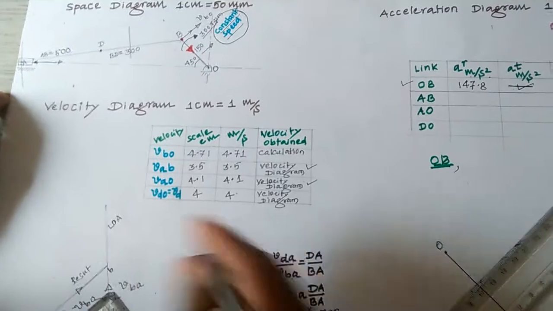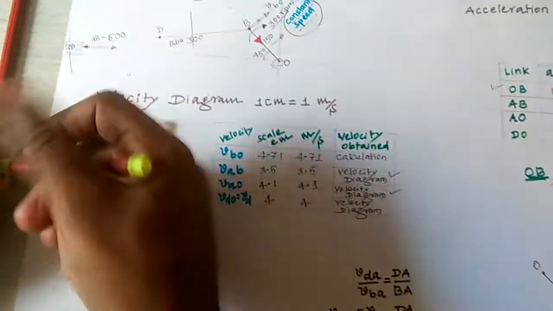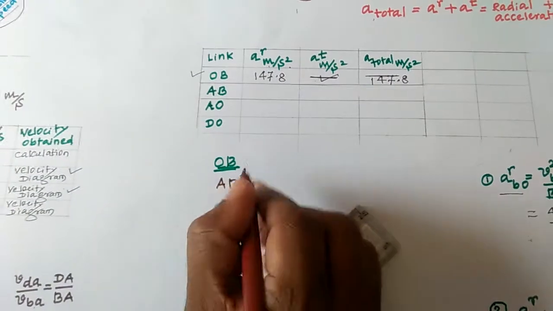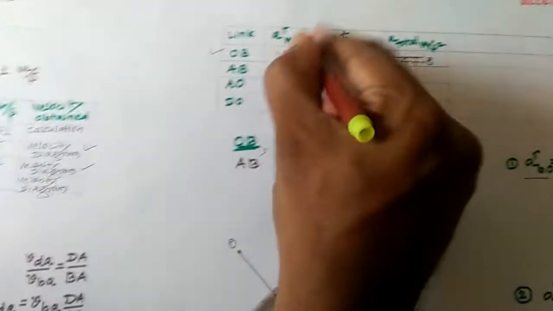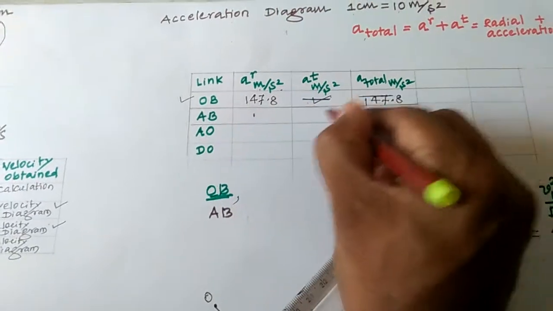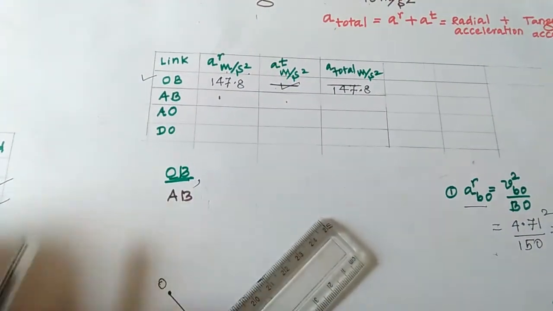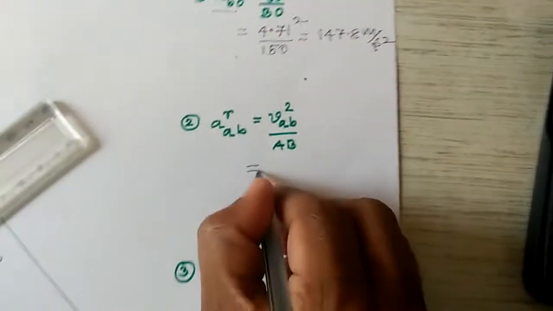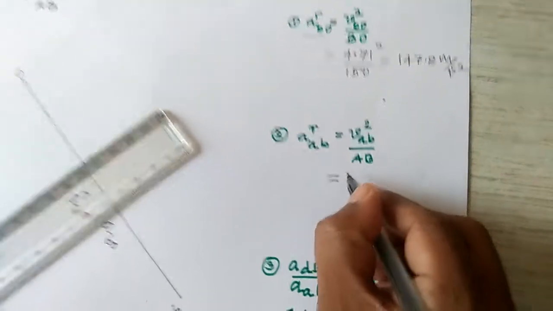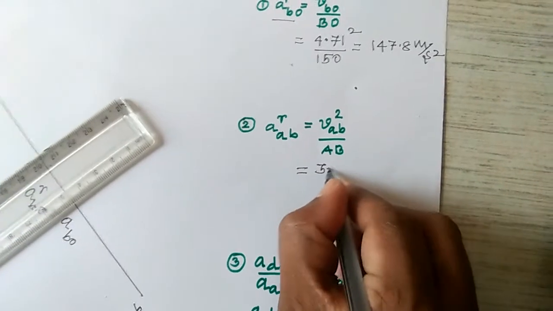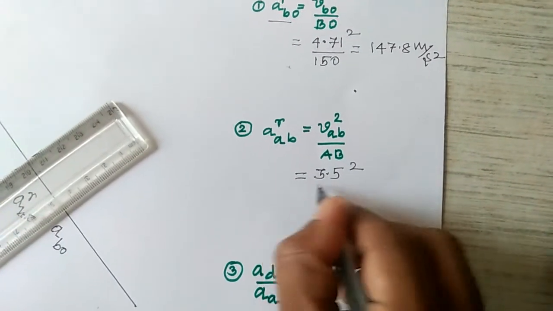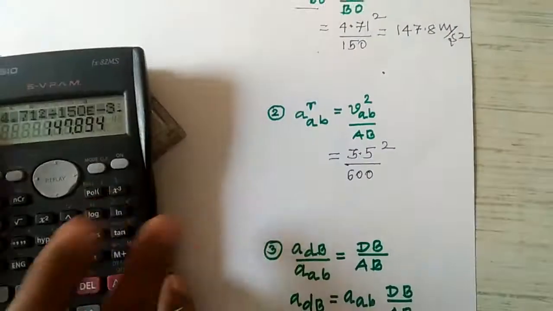Then I will come to the link AB. If you go for the link AB, in that case radial should be there and tangential should be there. But how to find the radial? I can find the radial acceleration. The velocity of AB is already known from the velocity diagram, that is 3.5 squared divided by the AB distance, which is 600 millimeters. I'll calculate this also.